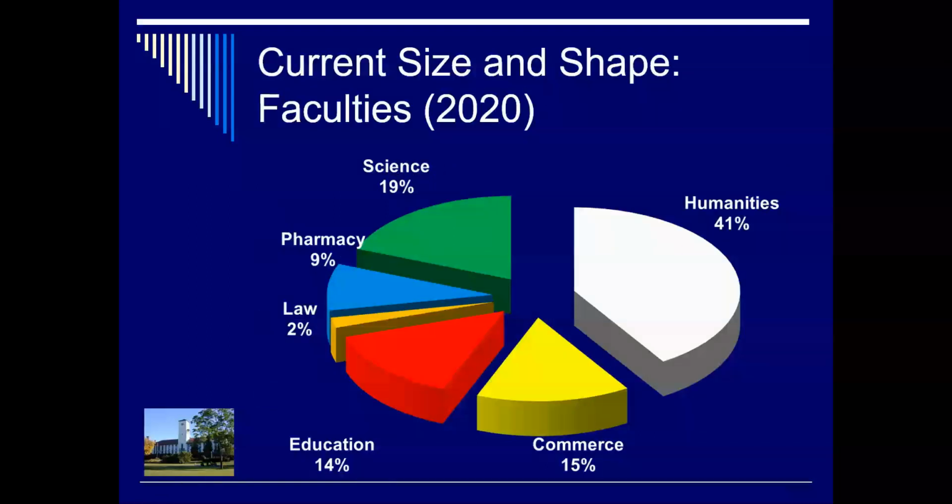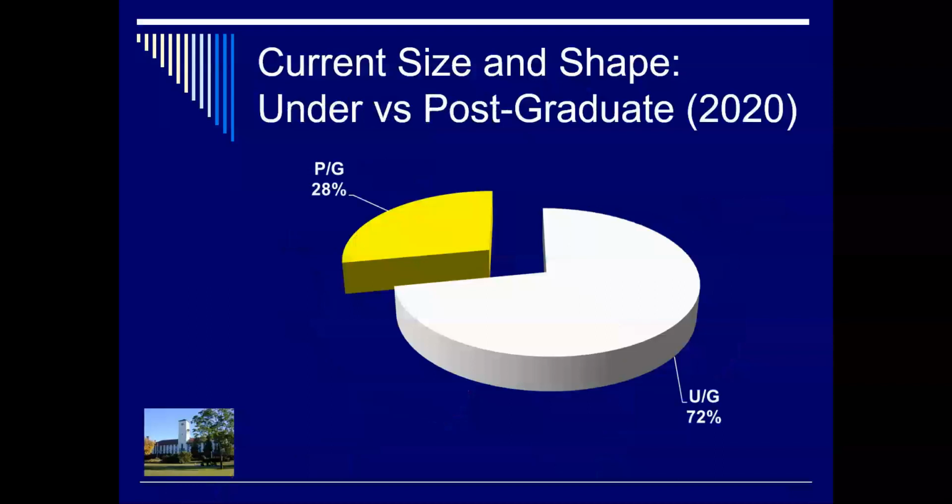To give you some idea of the environment within which you'll be studying, the current size and shape of faculties at Rhodes University. As you can see, the humanities faculty comprises 41% of the students, the science faculty 19%, and commerce, that wedge in yellow, you comprise 15% of the students at Rhodes. The faculty is also divided amongst 2 groups of students, those studying at the undergraduate level for a bachelor's degree, and those registered for postgraduate qualifications, and those would include honours degrees, master's degrees, and doctoral degrees.